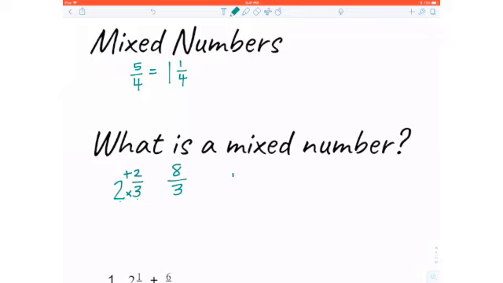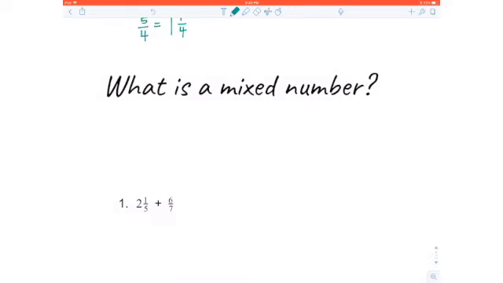So one more time, we'll do it with another one. 4 1/7. 4 times 7 is 28, plus 1 is 29, and my denominator stays the same. Okay? Now we can take a look at how to add mixed numbers. So mixed numbers have, like I told you before, a whole number and a fraction with it. So it has a whole and a part of another part.